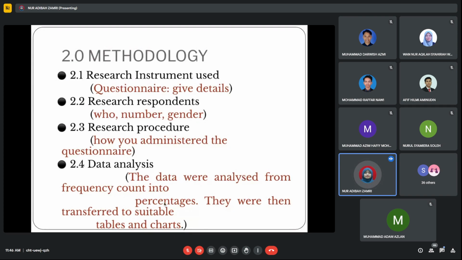Okay, and then data analysis, how you're going to analyze the data. Basically you are going to use percentage only. You don't have to run SPSS, because we are not going to learn how to use SPSS. So please analyze using frequency count into percentages only. All right. Okay, done with this.